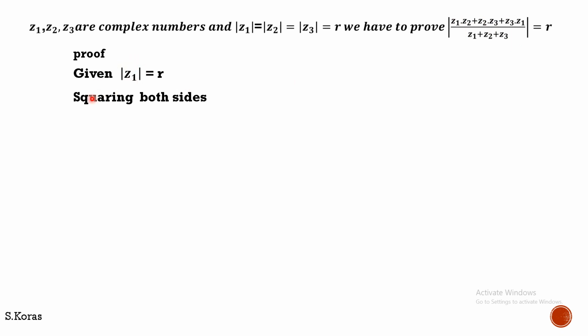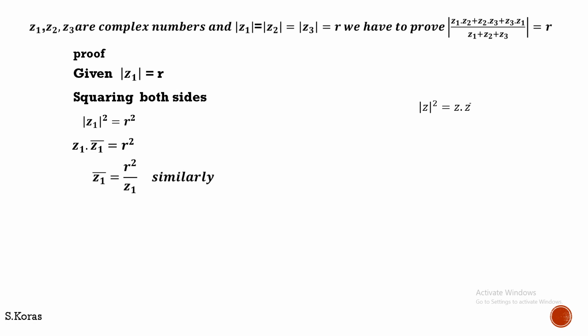For that, we are squaring both the sides, because there is a formula: modulus of Z square is equal to Z into Z bar. That is, if you square the modulus, it will come out of the modulus and become the complex number into its conjugate. So, since it is squared, it can be written as this complex number into its conjugate. So your answer will be Z1 into Z1 bar, that is equal to R square. From here, let us find Z1 bar, that is R square by Z1.